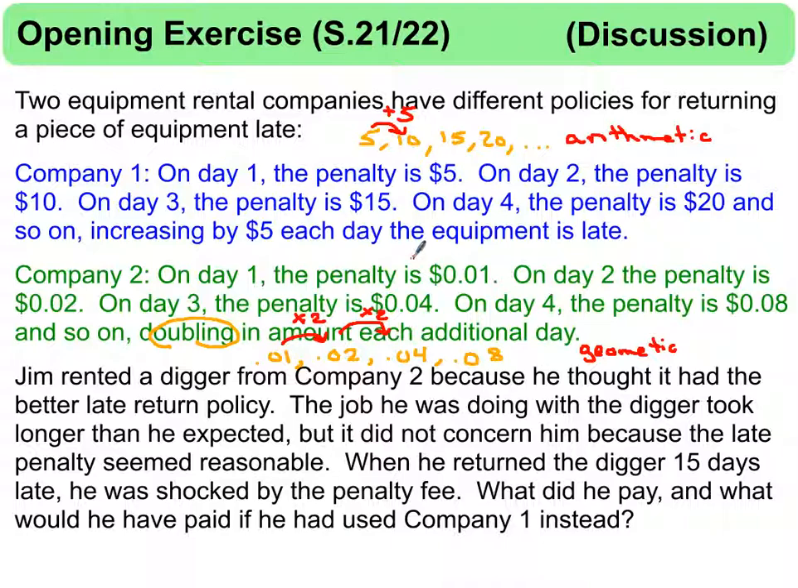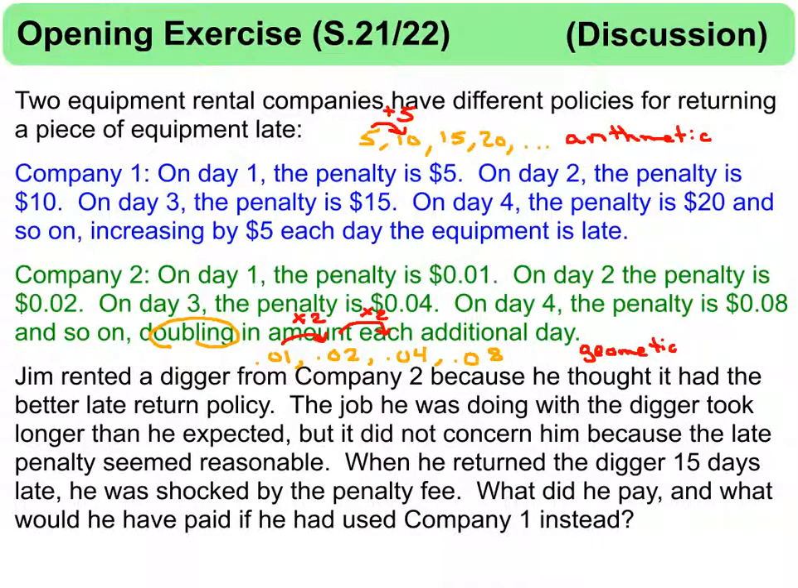So the story goes on to say that Jim rented a digger from company 2 because he thought that it had a better late return policy. The job he was doing with the digger took longer than he had expected, but he wasn't concerned because the late penalty seemed reasonable to him. So when he returned the digger 15 days late, he was shocked by the penalty fee. And so the question goes on to say, what did he pay and what would he have paid if he had used company 1 instead?